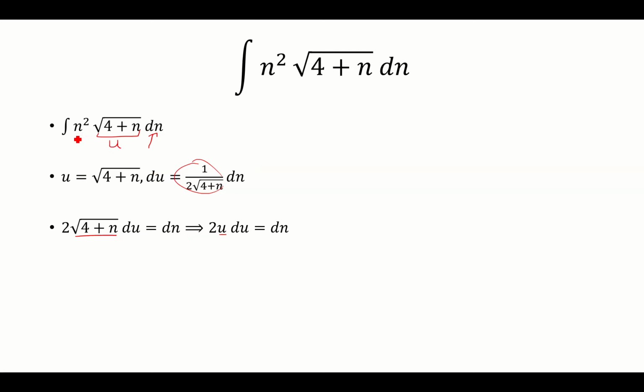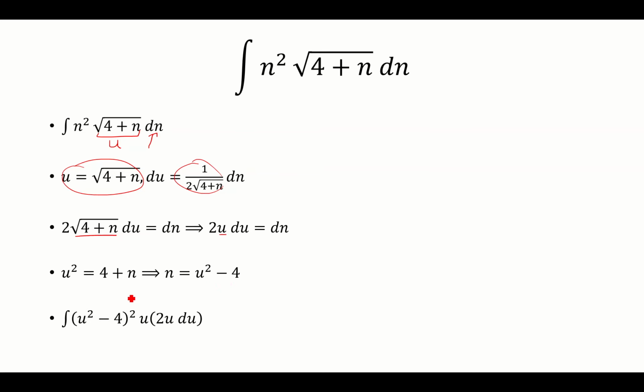So now we just need to solve for n squared, which we'll be using this formula. So we have u is equal to square root of 4 plus n. Square both sides and subtract by 4 to get that n is u squared minus 4. So all we have to do now is square u squared minus 4 to get n squared. Then we have u, which is the square root of 4 plus n, and then du, or dn rather.